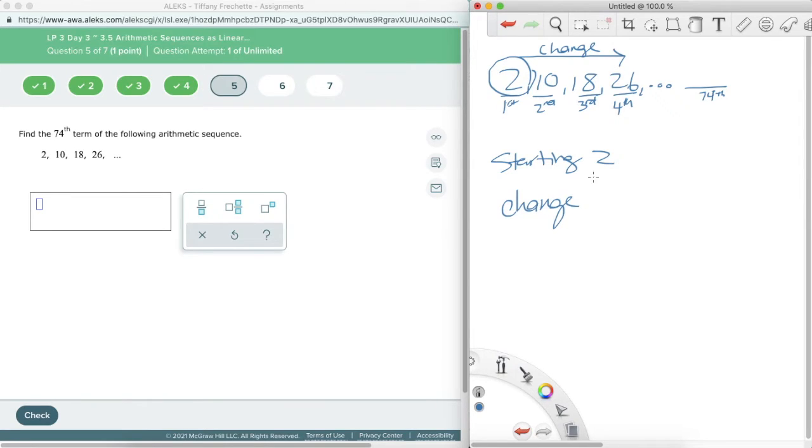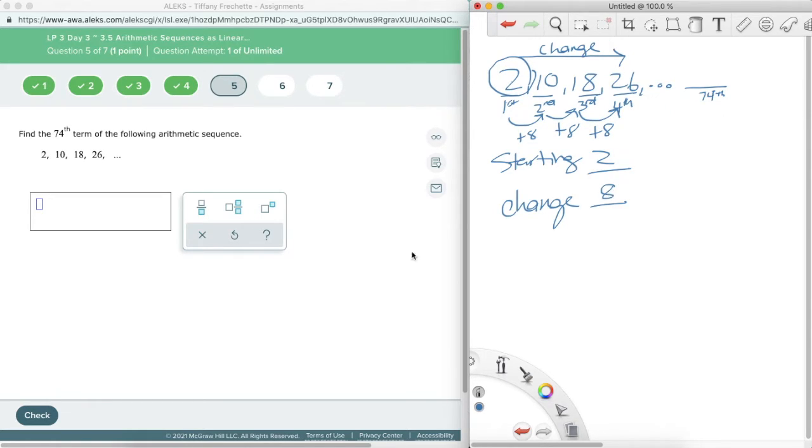So I'm changing. It looks like I'm going up each time. From 2 to 10, I add 8. From 10 to 18, I add another 8. From 18 to 26, I add another 8. So there's my common difference. That's my change. I'm changing by 8 each time. So I'm starting at 2, and every time I move a term, I'm going another 8.